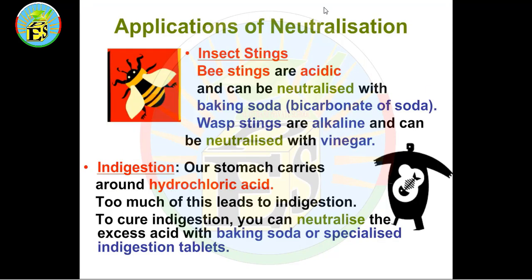Applications of neutralization. Insect stings. Bee stings are acid and can be neutralized with baking soda, bicarbonate of soda. Wasp stings are alkaline and can be neutralized with vinegar. Also, indigestion. Our stomach carries hydrochloric acid. Too much of this leads to indigestion. To cure indigestion, you can neutralize the excess acid with baking soda or specialized indigestion tablets.